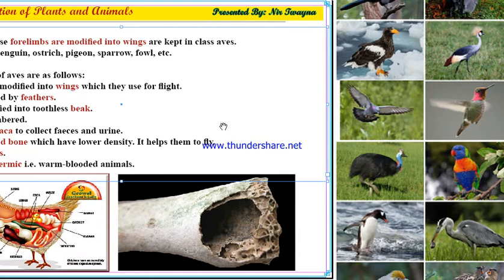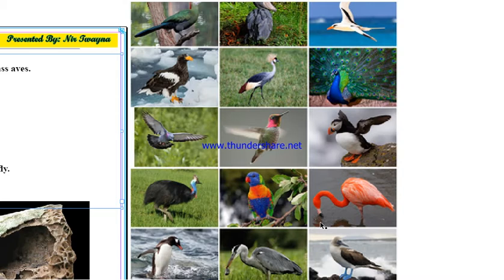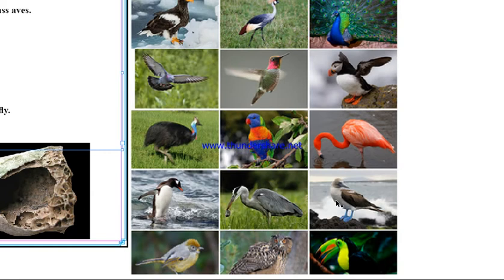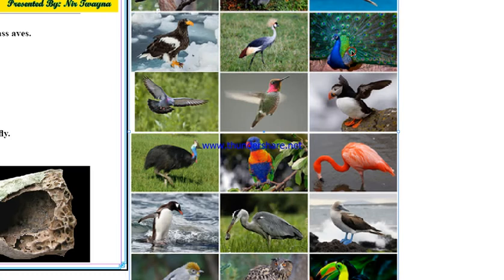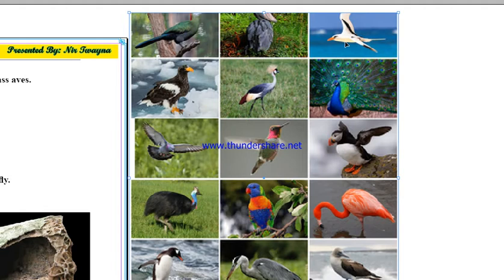I don't know the name of all of the birds, but still it is very pleasant to look at the birds. This one, it is pelican. This one, it is hornbill, owl, heron. Some of them I know. This is emu, and this everyone knows. It is peacock, eagle, albatross. Okay, that much I know, that much only.